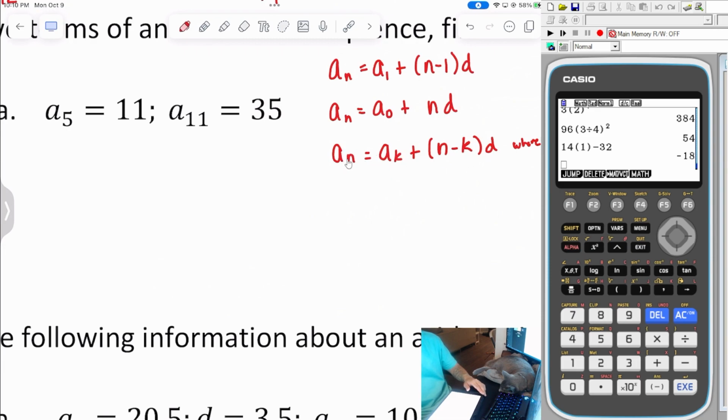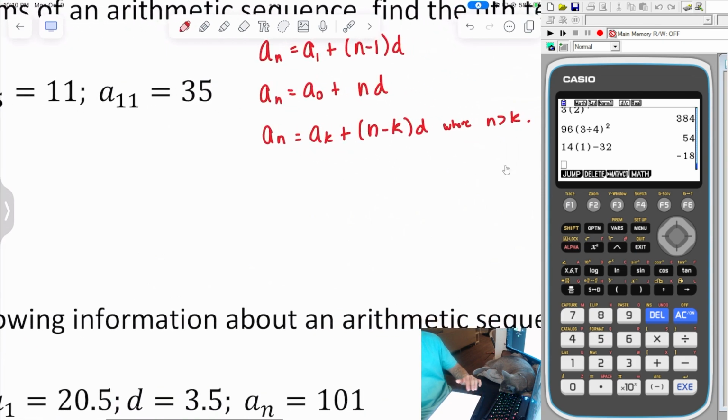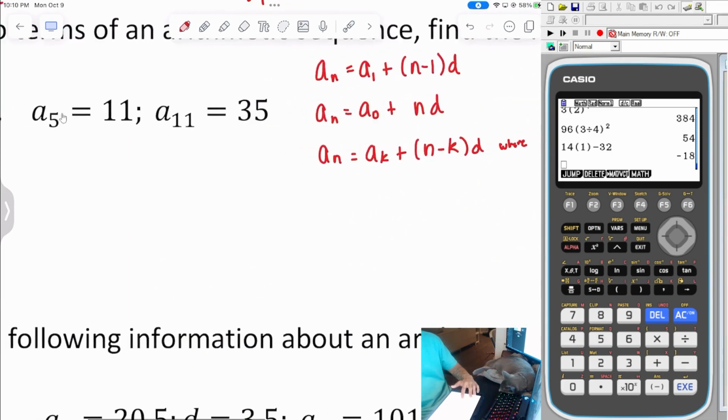I can use a sub n is equal to a sub k plus n minus k times d. The requirement here is that n is greater than k, as long as I have some number in the sequence that's, not bigger, I would say later in the sequence than the first one, right? So this is definitely true, right? I have the fifth one and the 11th one. So let's plug in what I know into the third equation.